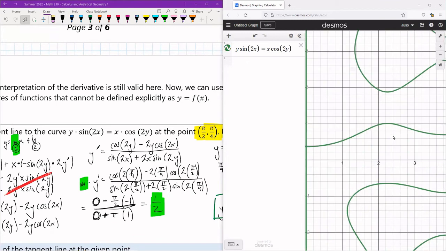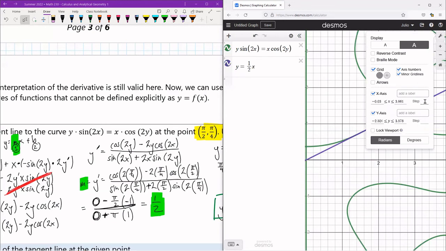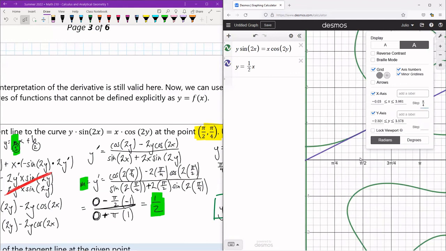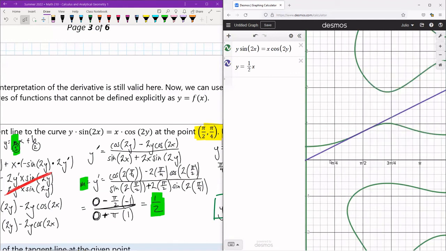Okay. So we're going to go ahead and graph it. y equals 1/2 x. And lo and behold, there we are. Actually, let me change the steps to pi over 4. There we go. So pi over 2, comma pi over 4, that's that point right there. You guys can take a look at it. So it does look like it's tangent there.